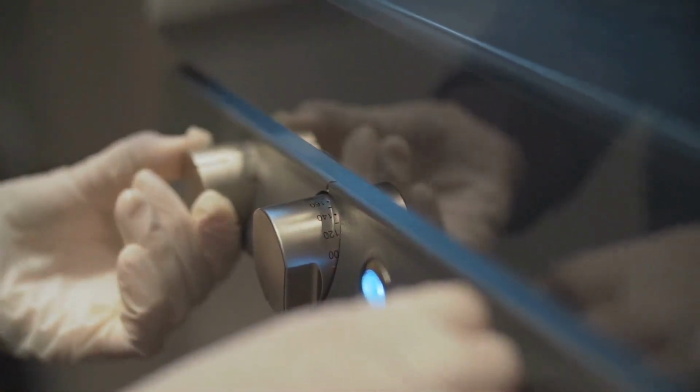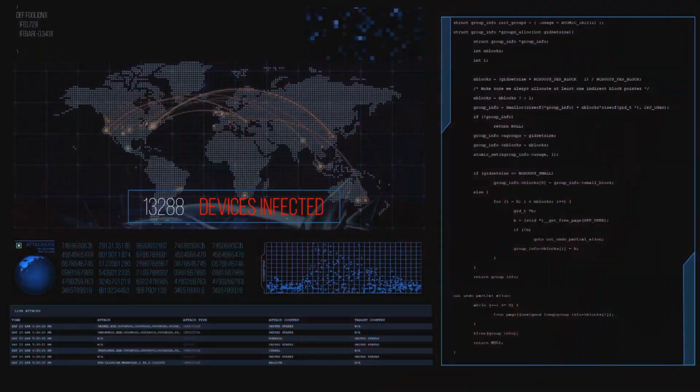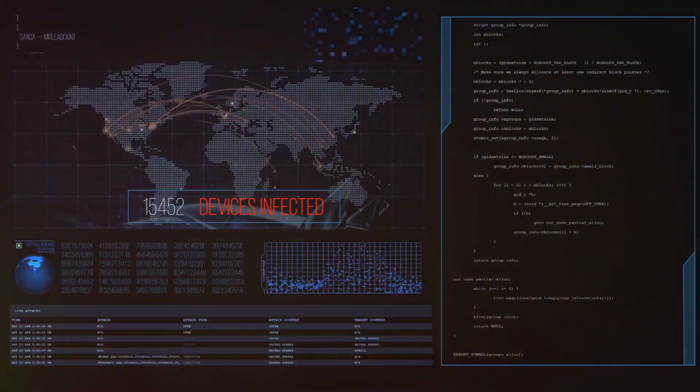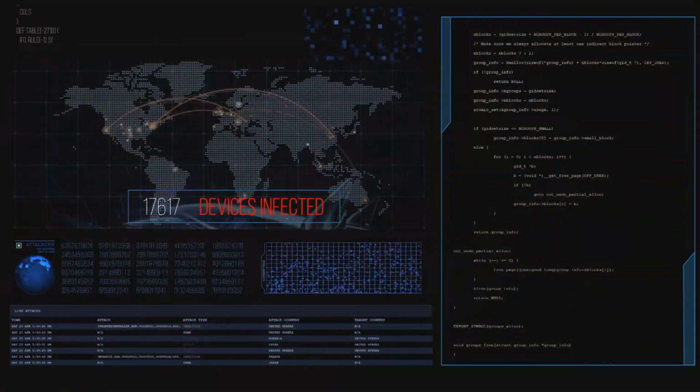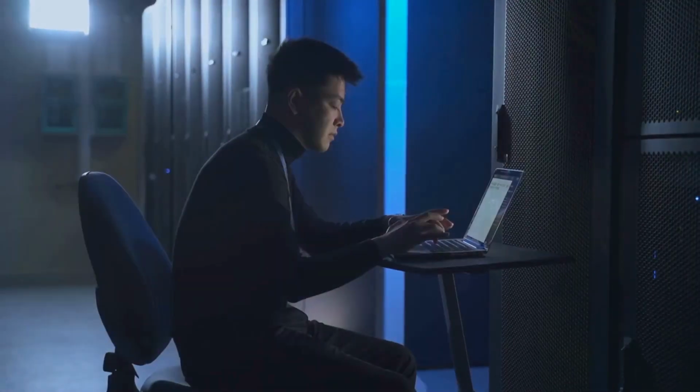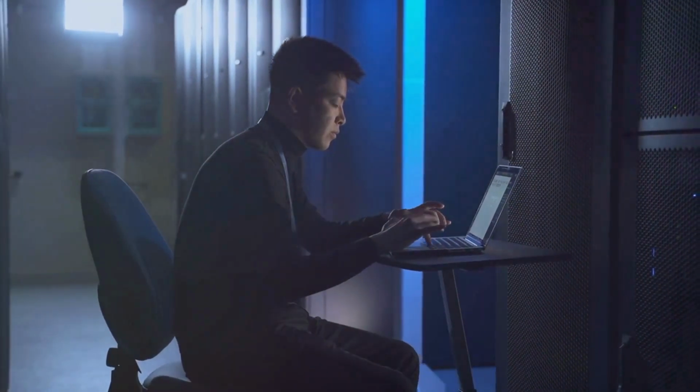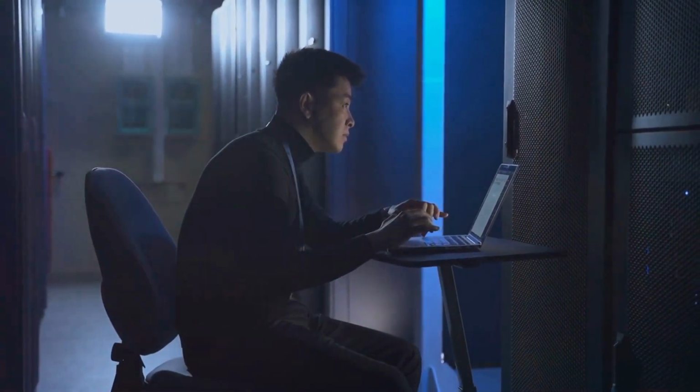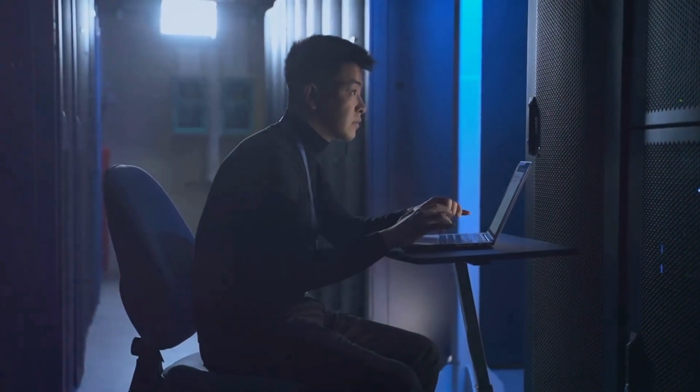DNS anomaly detection delves into the intricacies of DNS traffic patterns, identifying unusual spikes or deviations that might indicate an ongoing attack. By recognizing these anomalies, network administrators can take timely action to mitigate threats and maintain service stability.